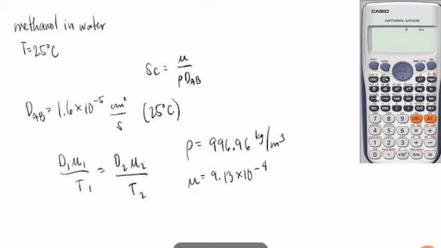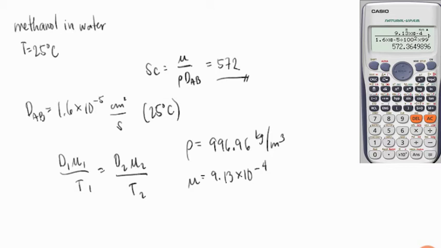So we can now solve for the Schmidt number, that is viscosity, 9.13 times 10 raised to negative 4, divided by diffusivity, 1.6 times 10 raised to negative 5. We divide this by 100 squared to convert it to square meters per second, and then we multiply the denominator by the density, 996.96. Our Schmidt number for the liquid system is 572. In here, you see a big difference in the values of the Schmidt number for the gaseous system and for the liquid system. Okay? And that is how you evaluate the Schmidt number.